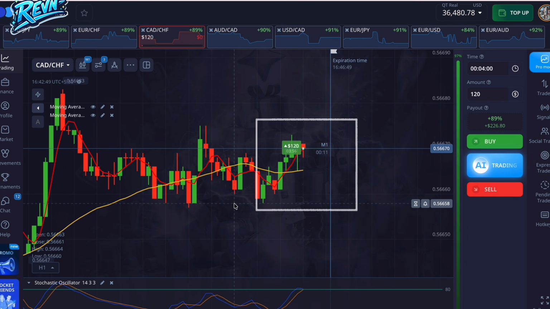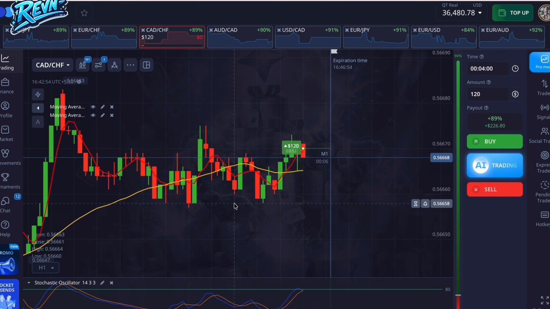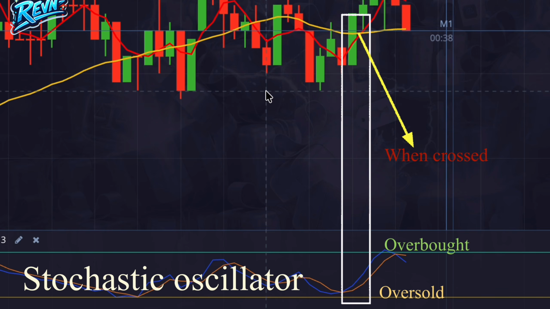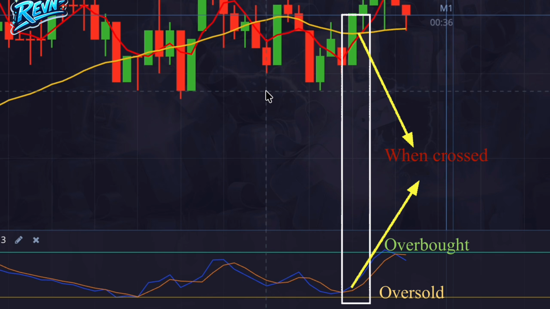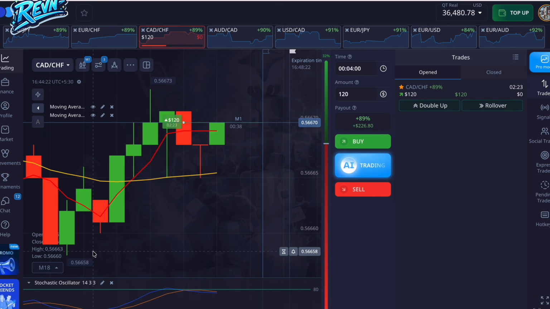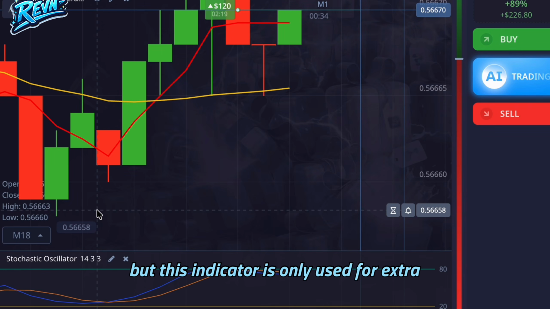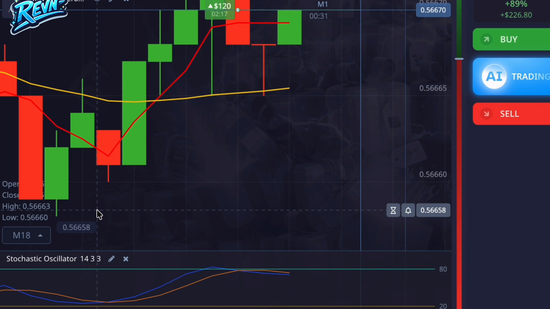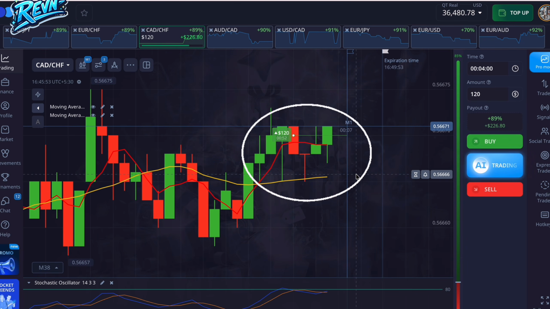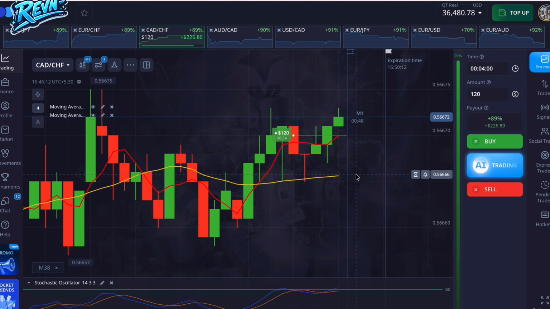Here, according to my approach, I take the confirmation and mark a potential 4-minute upward setup. The next confirmation is the stochastic oscillator, which appears to be moving upward from the oversold area. So, it may support an upward market reading, but this indicator is only used for extra confirmation. It is not always necessary. So now you can see that this 4-minute expiry time is good and works properly with this chart condition.